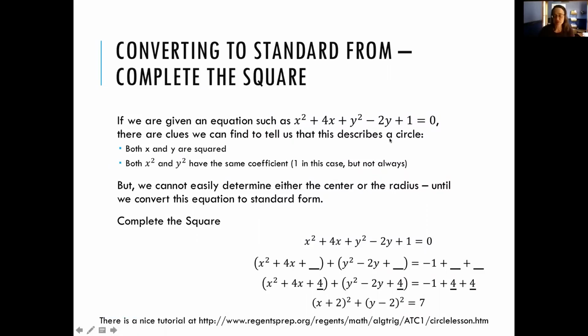Now, we're going to go through all of the different conic sections, but one thing I want you to notice is that for a circle, both x and y are squared, and both x squared and y squared have the same coefficient. In this case, the coefficient is 1, but that's not always the case. But if those two coefficients are the same, you will know you're looking at a circle. But we cannot easily determine the center or the radius because this is not in standard form. So we're going to put it in standard form. And we put this thing in standard form by completing the square.